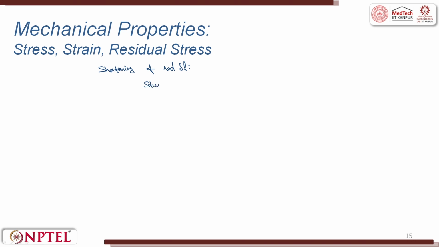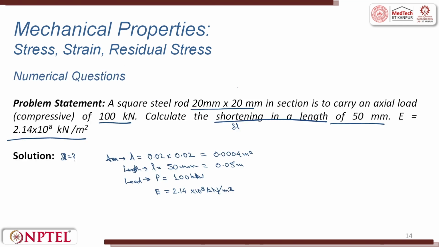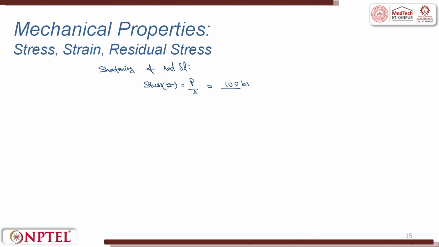We know stress sigma is equal to P by A, that is load per unit area. This is equal to 100, which is the load in kilonewton, and the area is 0.0004 meter square. So this turns out to be 25000 kilonewton per meter square. This is the stress.